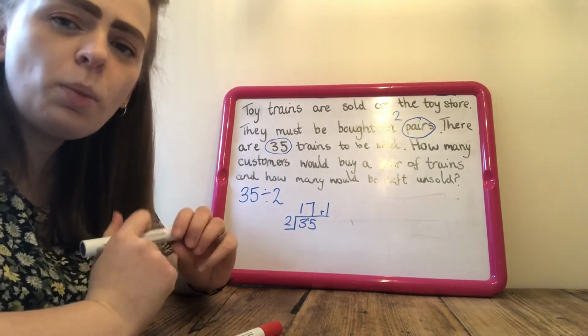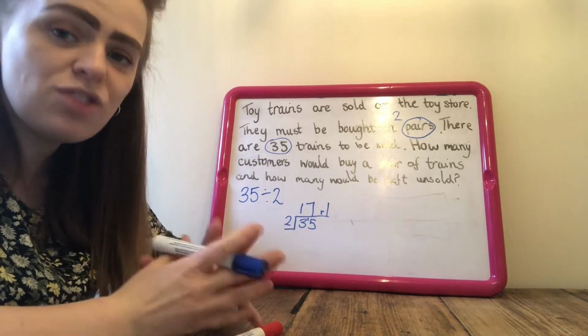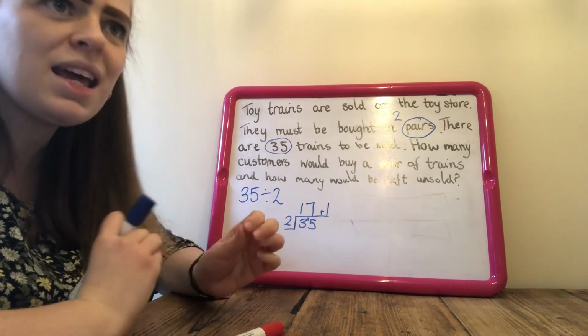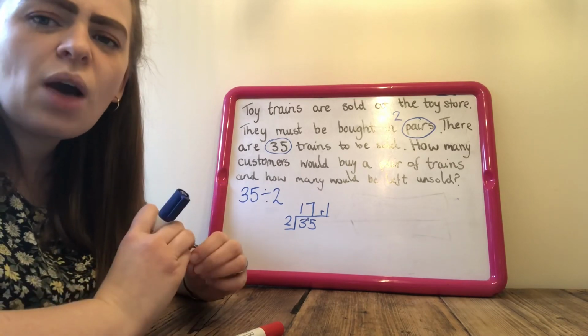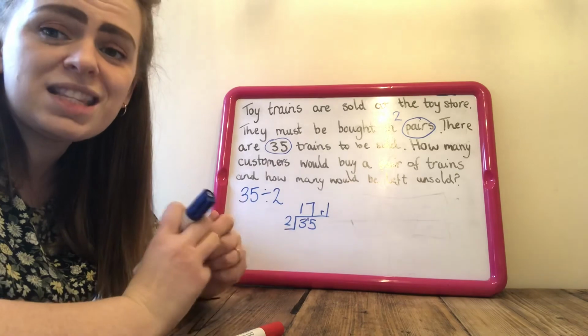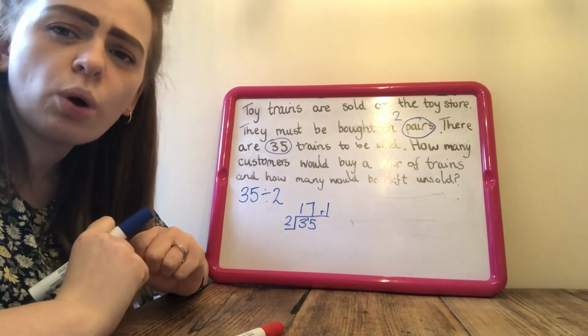Boys and girls, I hope that that is helpful. For these questions, just make sure that you're really reading the question and you understand what it's asking you. Take a wee minute to reread it if you need to and try and visualise really the picture in your head. Just visualise a toy shop with the trains, imagine them in the pairs and think about how you're going to go about solving that problem.